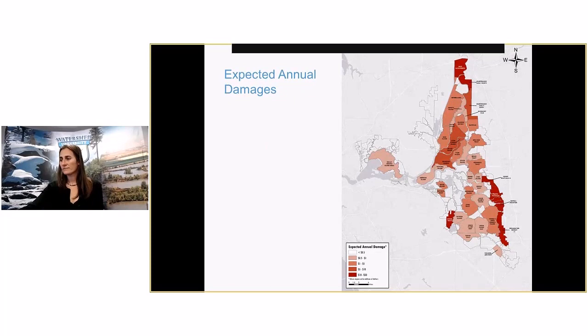Similarly, we looked at expected annual damages, and also this tends to follow population base. There's more people, homes, and businesses where the population is greatest, but also important in the Delta is the agriculture, so we took into account crop values, but also the water supply infrastructure. And so many of the islands towards the west of the Delta have water supply infrastructure that's particularly important.